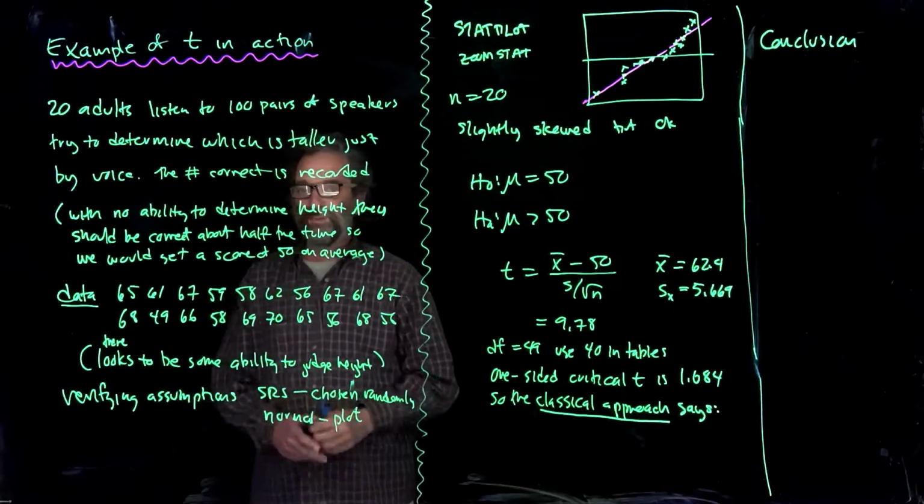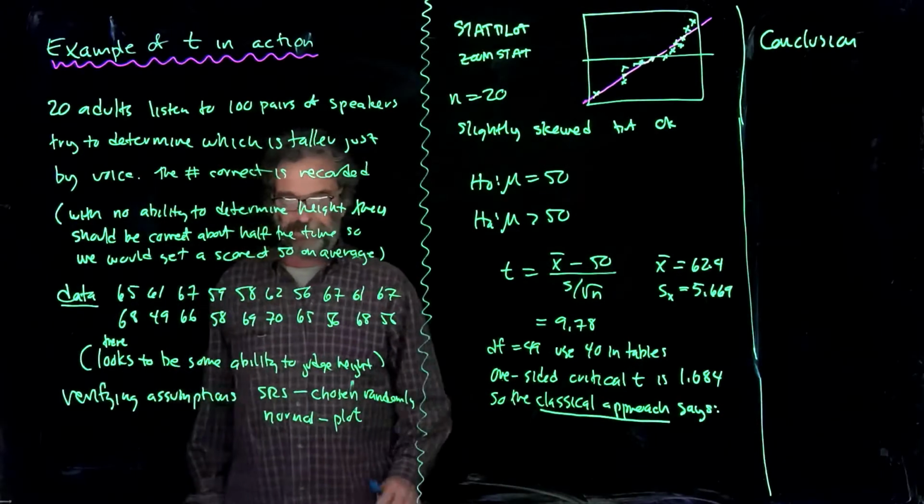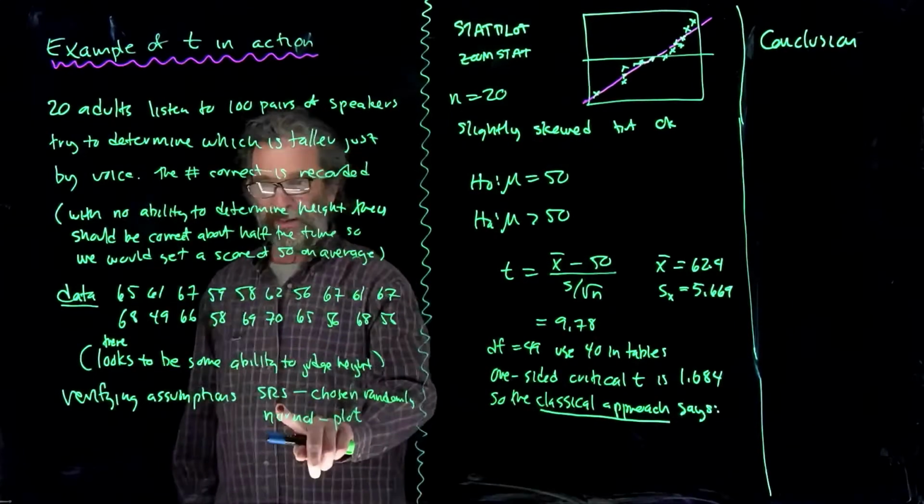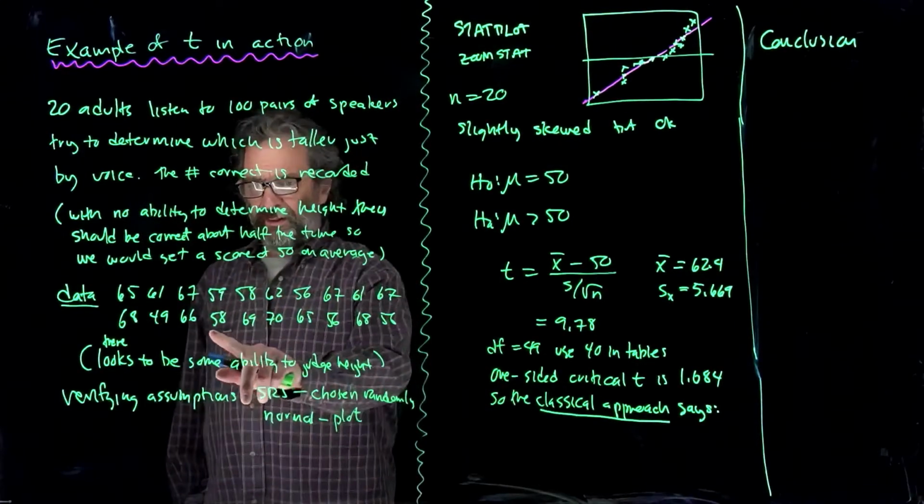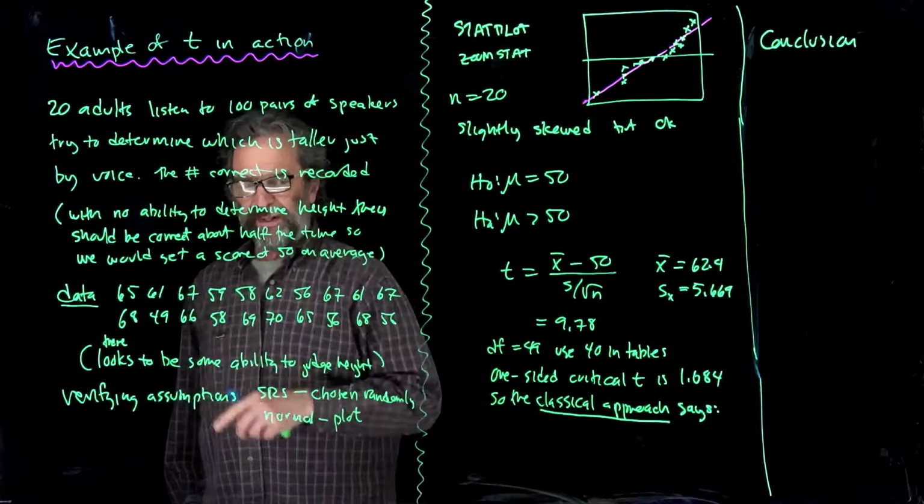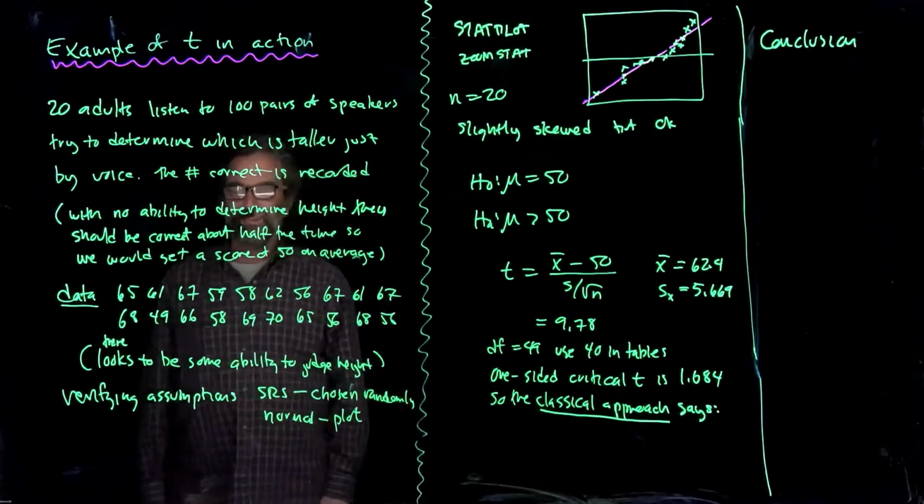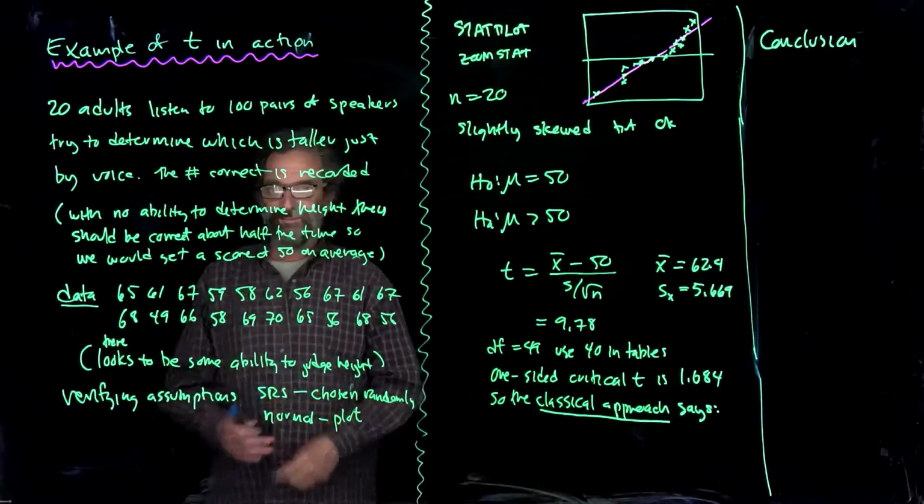So in order to use the T procedures, we have to verify the assumptions. First one is simple random sampling. We have to find out how they picked these people. Hopefully they picked them in some random way that approximates simple random sampling. I think that's probably a reasonable assumption.